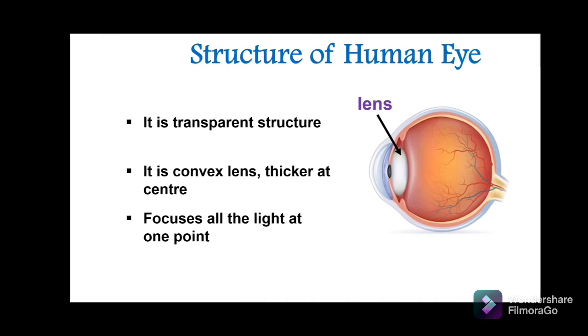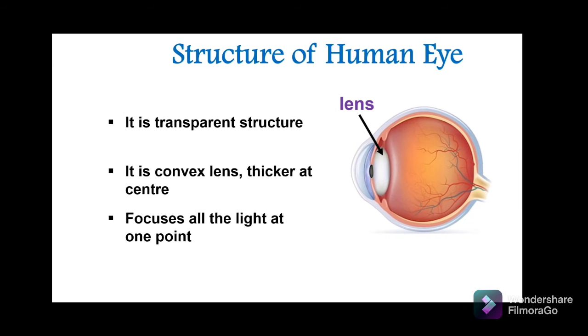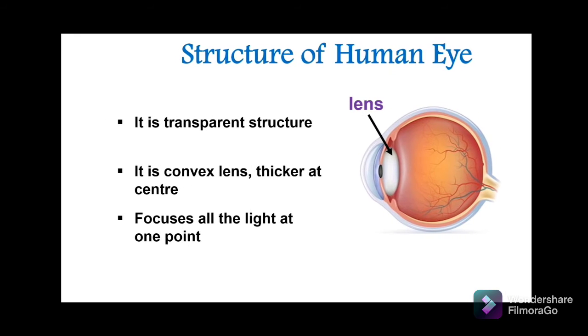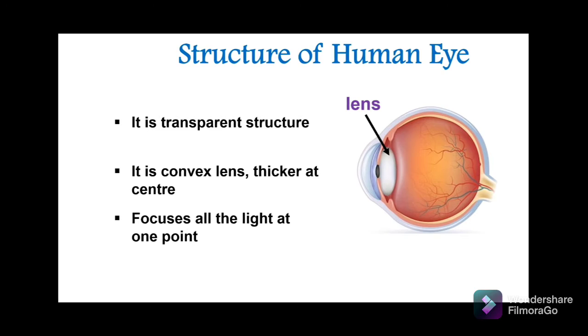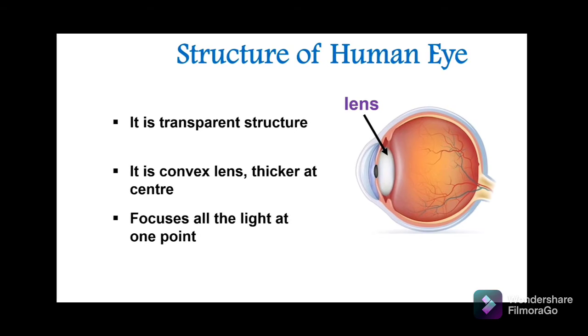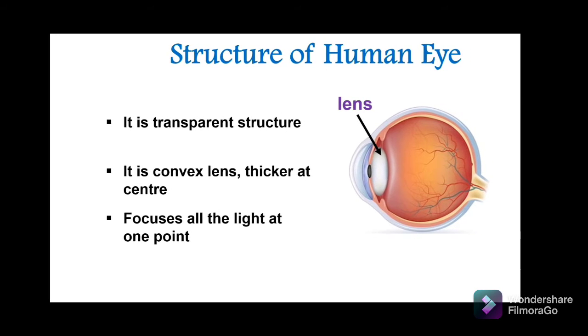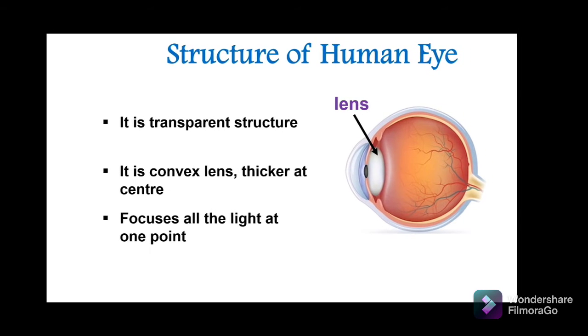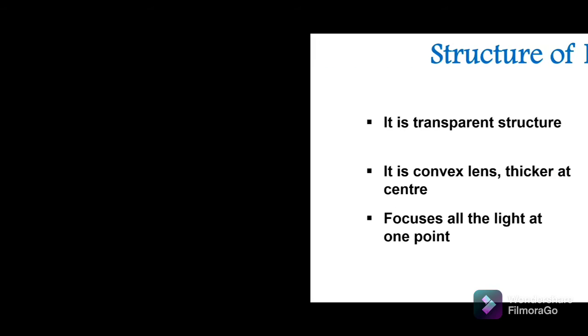Now we move on to the lens. Behind the iris, there is an eye lens, which is a convex lens made up of transparent, soft, and flexible material like a jelly made up of proteins. The focal length, and hence the converging power, of the eye lens is adjustable because its curvature can be changed or modified to some extent by the ciliary muscles. It focuses an inverted real image of an object on the retina. It focuses all the light at one point.